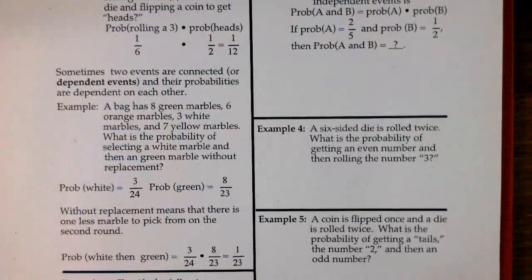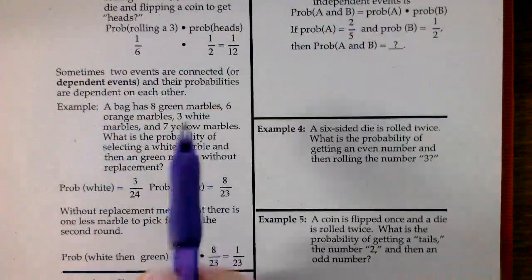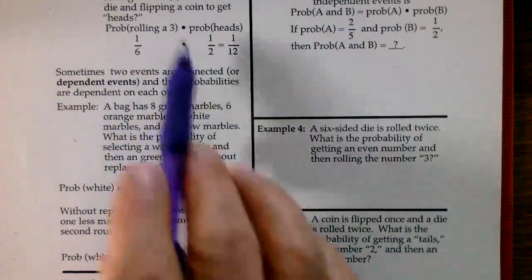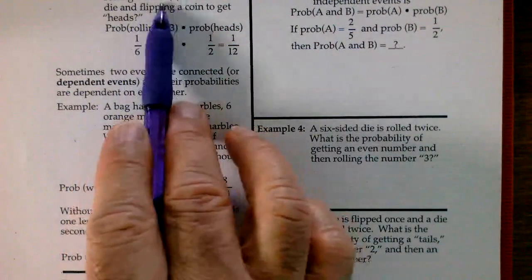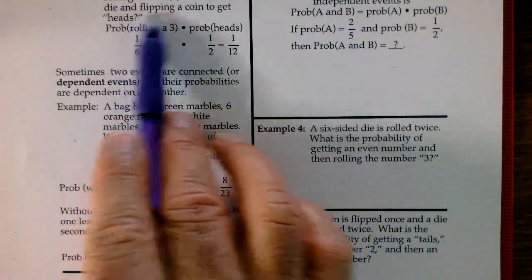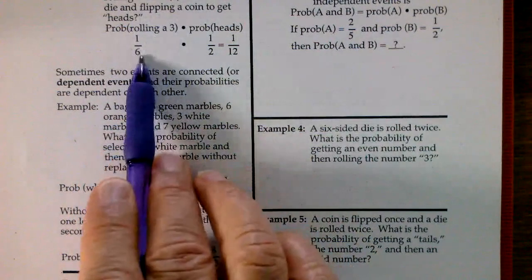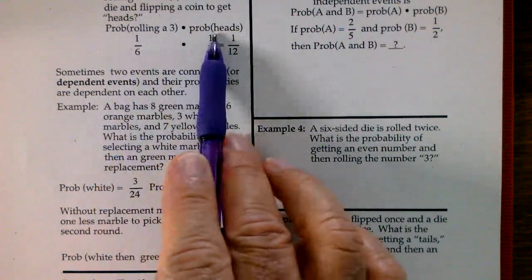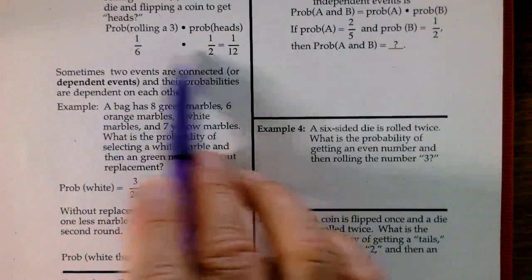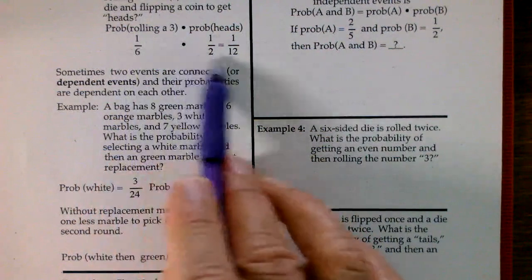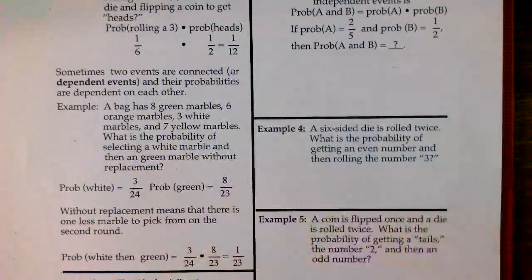So here are some examples to help you along. In this particular one, you see where I roll a 3 on a 6-sided die and I flip a coin. Rolling a 3 is 1/6, getting a heads is 1/2. You multiply them and you get 1/12 as the probability of these two events occurring.